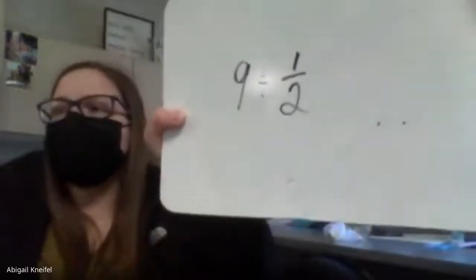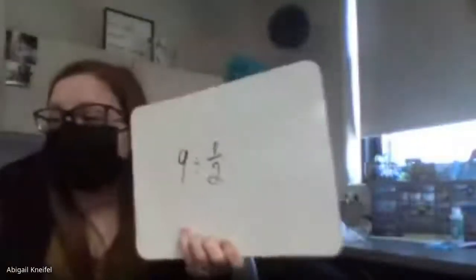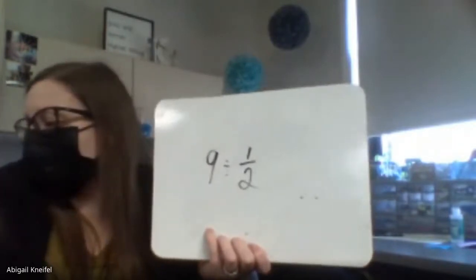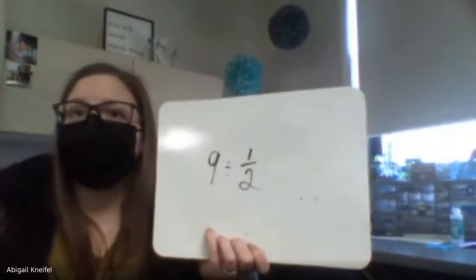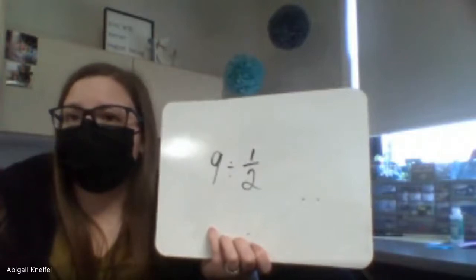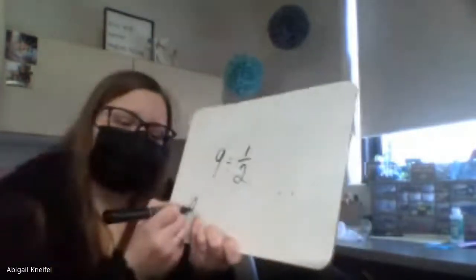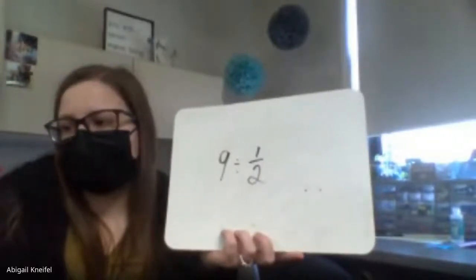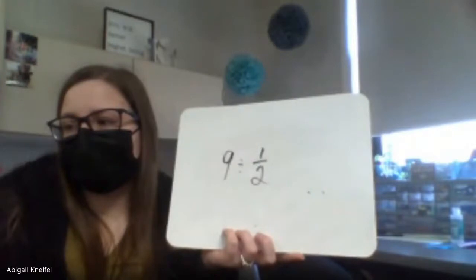Nine divided by 1/2. Divided by 1/2. 9 divided by 1/2. You didn't do it.